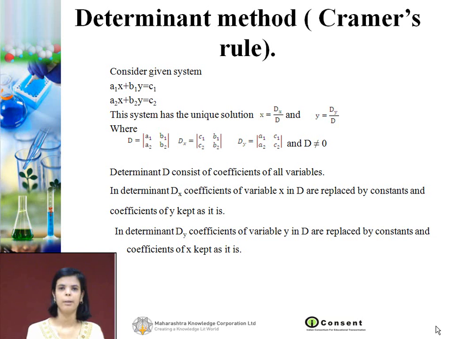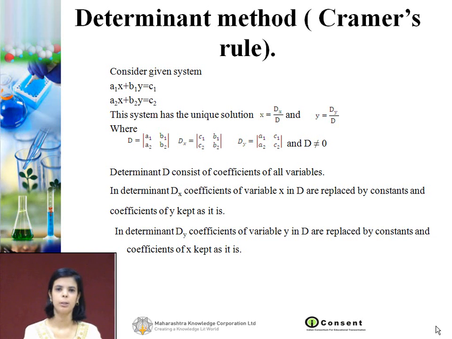Consider another method, that is the determinant method. The determinant method is also known as Cramer's rule. Consider the given system a1x plus b1y is equal to c1 and a2x plus b2y is equal to c2. This system has a unique solution. x is equal to dx upon d and y is equal to dy upon d, where d is equal to the determinant of a1 b1 a2 b2, dx is equal to the determinant of c1 b1 c2 b2, dy is equal to the determinant of a1 c1 a2 c2, and d is not equal to 0.